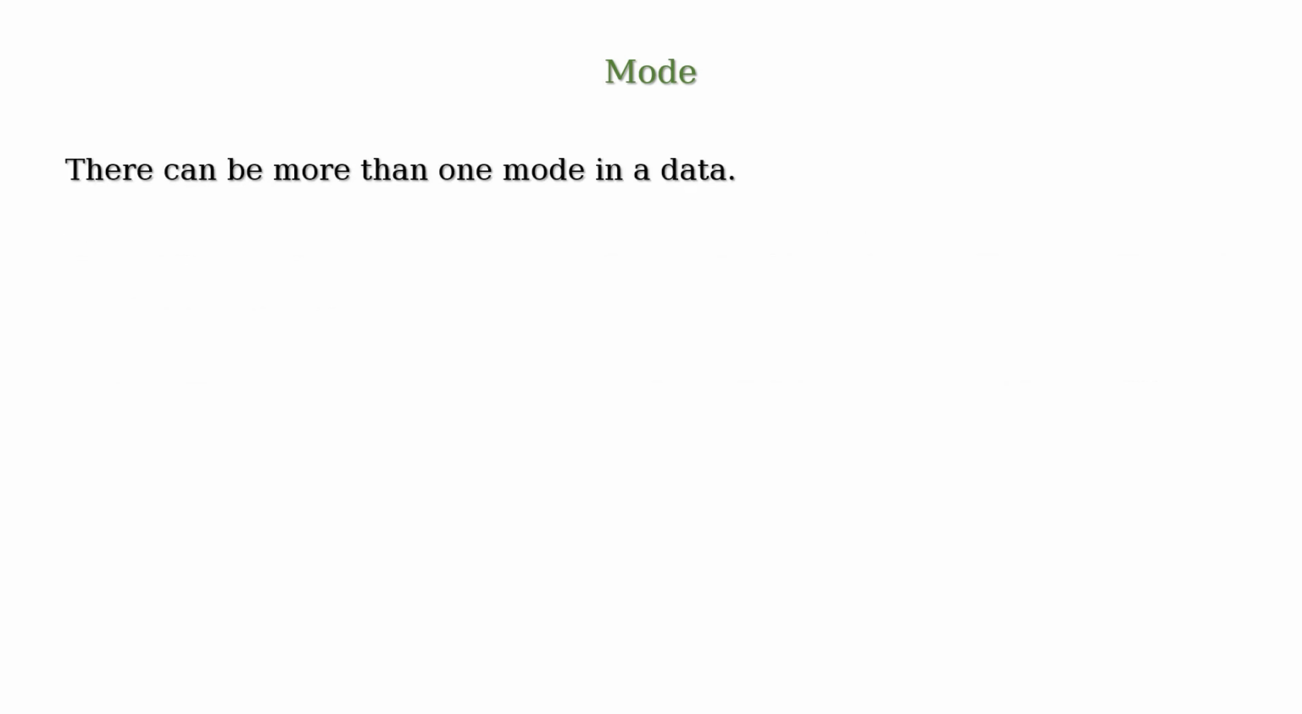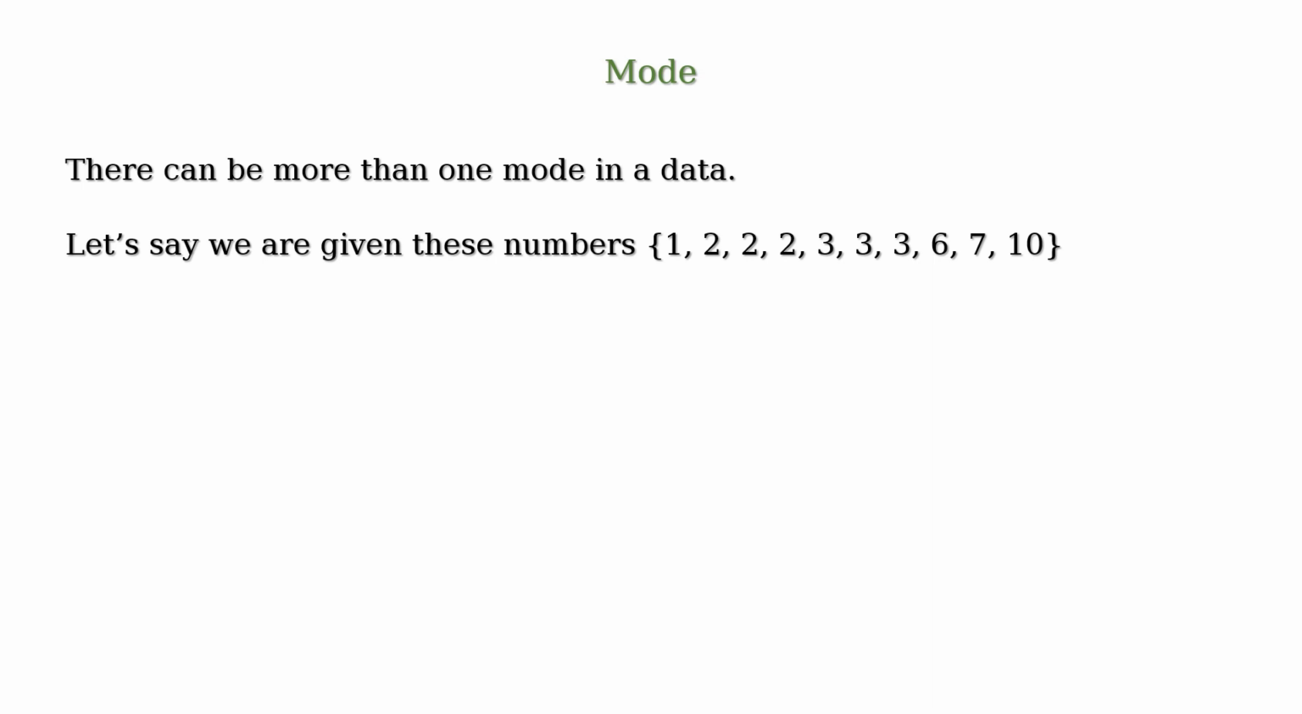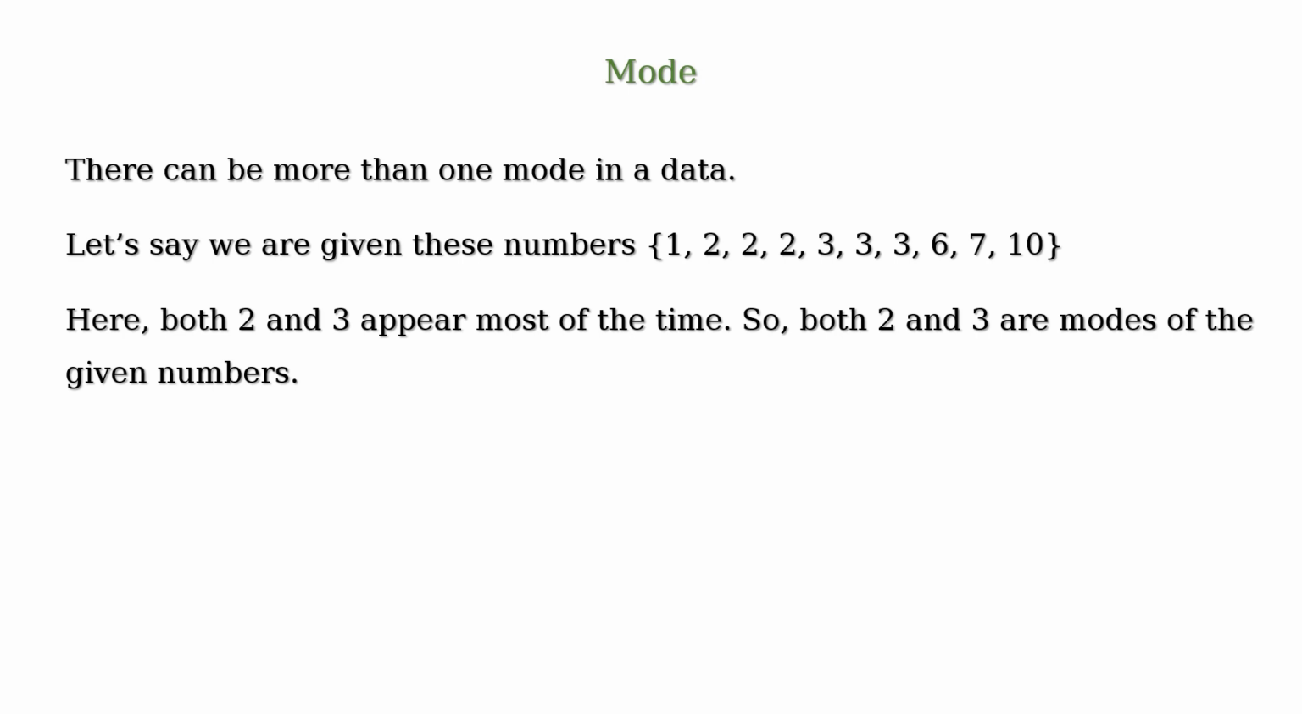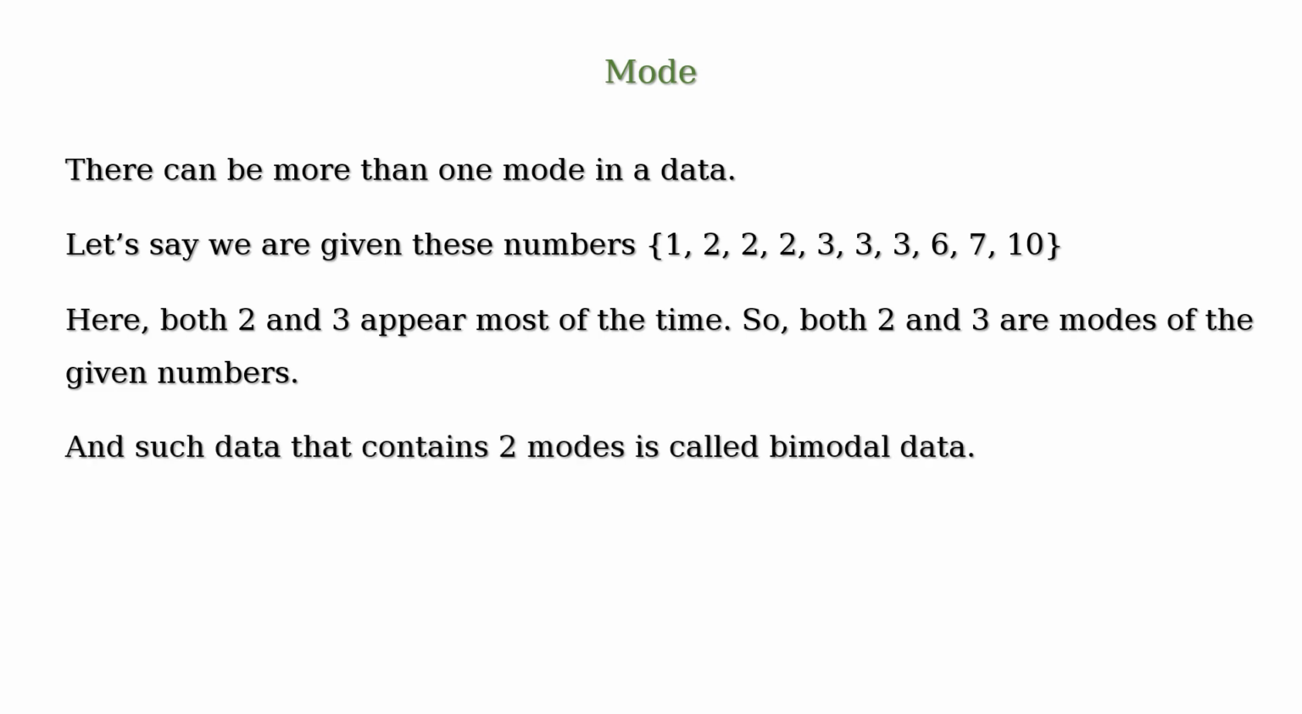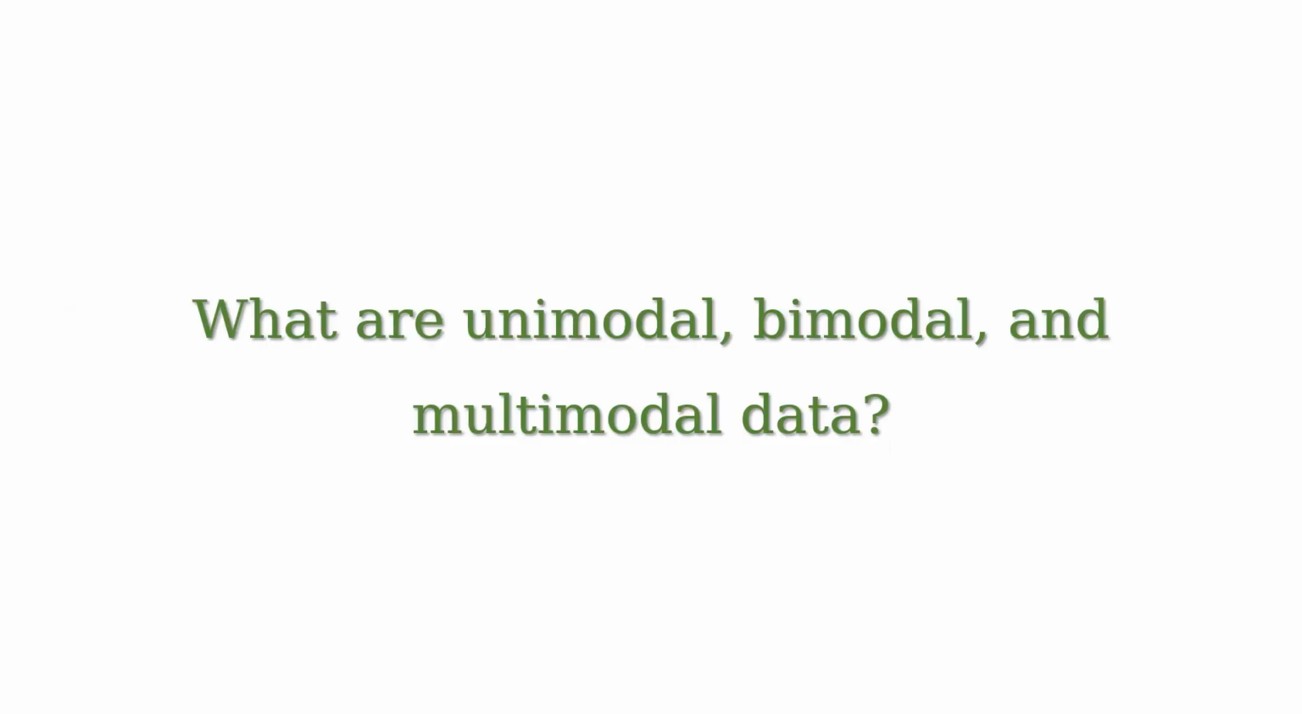For example, let's say we are given these numbers. Here, both 2 and 3 appear most of the time. So, both 2 and 3 are modes of the given numbers. And such data that contains 2 modes is called bimodal data. We will discuss unimodal, bimodal and multimodal data in detail in our next video. The link will be provided in the description.